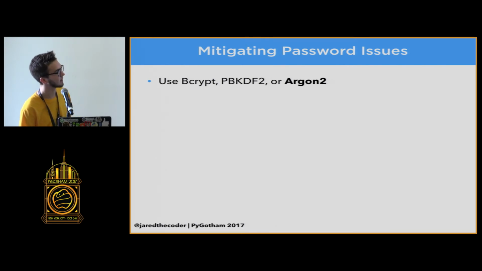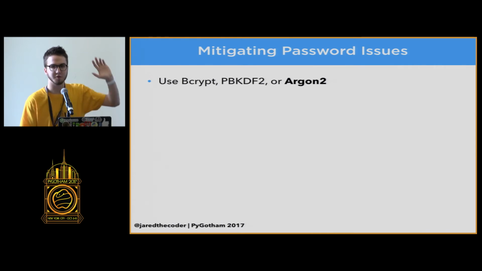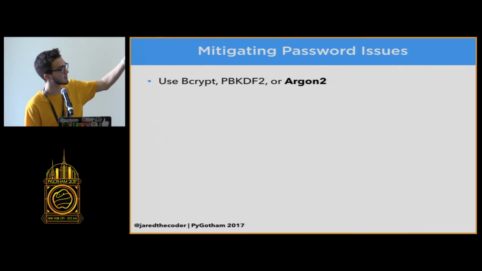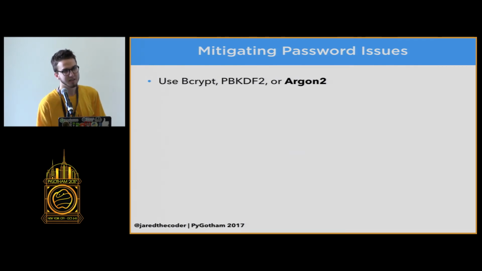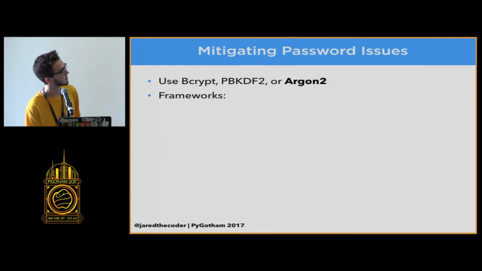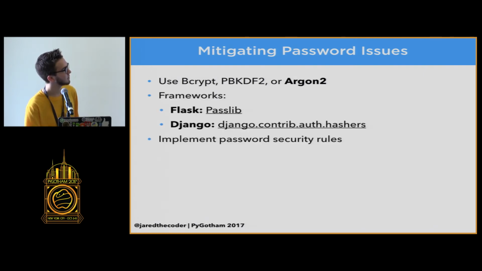So use known hashing algorithms. The newest one is Argon2. You might have heard of Bcrypt. You ever heard of Bcrypt? Yeah, Bcrypt is still good. PBKDF2 too. Argon2 is, as of 2015, the newest and latest and greatest, certified by NIST, the people that certify all these crypto algorithms. Frameworks have both of these.